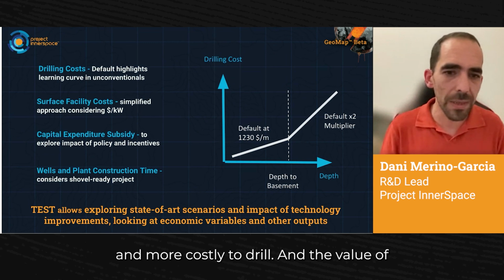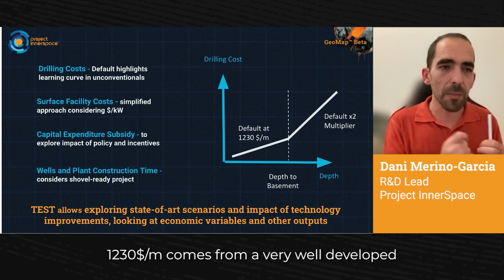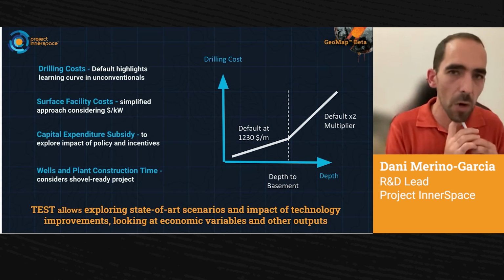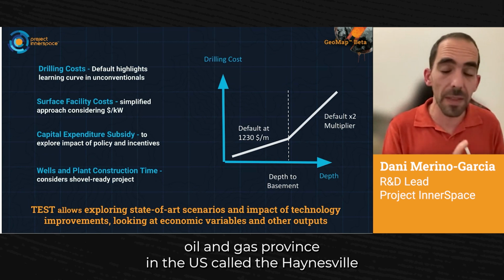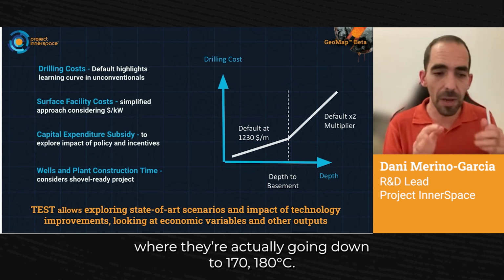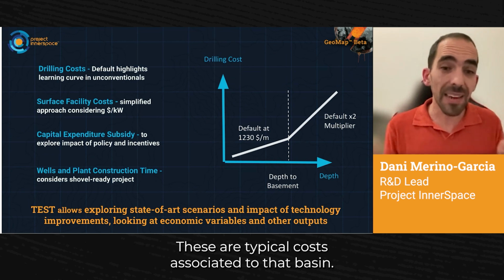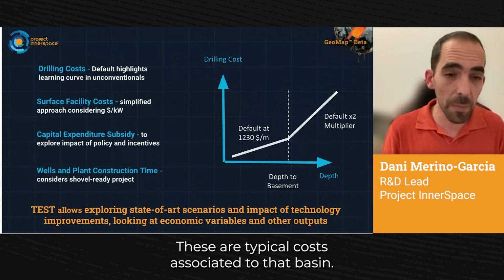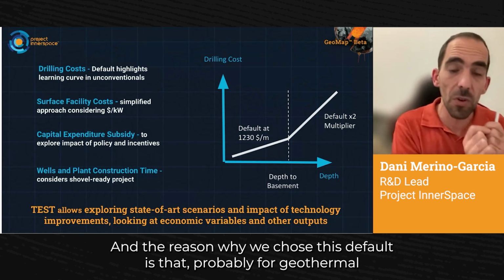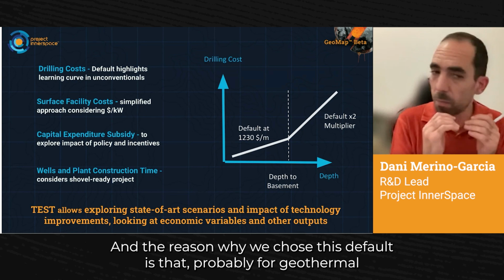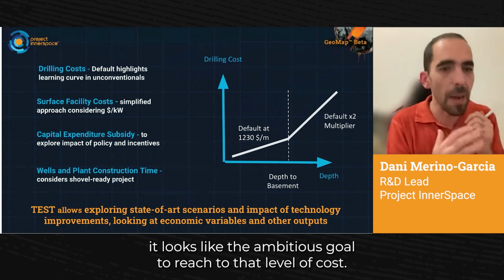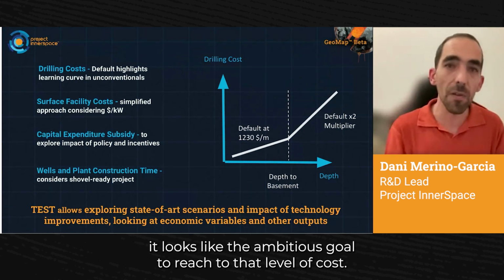And the value of 1,230 comes from a very well-developed oil and gas province in the US called the Haynesville, where they're actually going down to 170, 180 degrees Celsius. These are typical costs associated to that basin. And the reason why we chose this default is that probably for geothermal, it looks like an ambitious goal to reach to that level of cost.